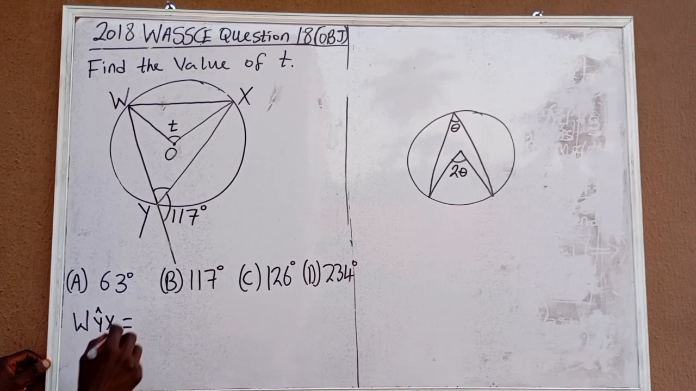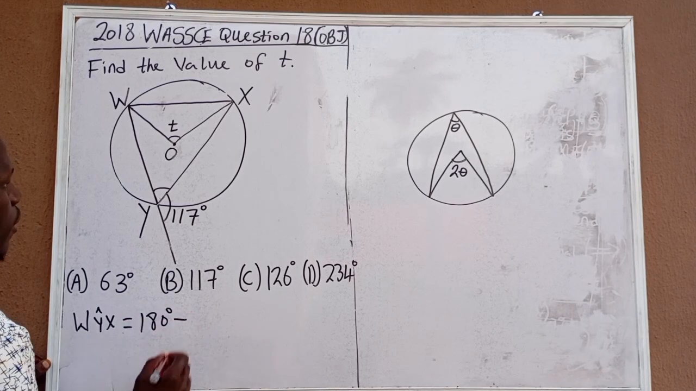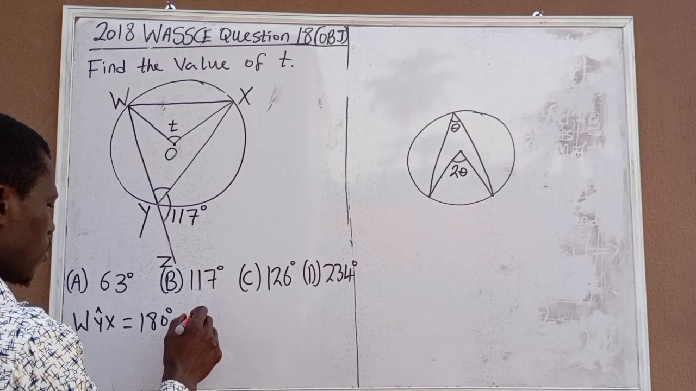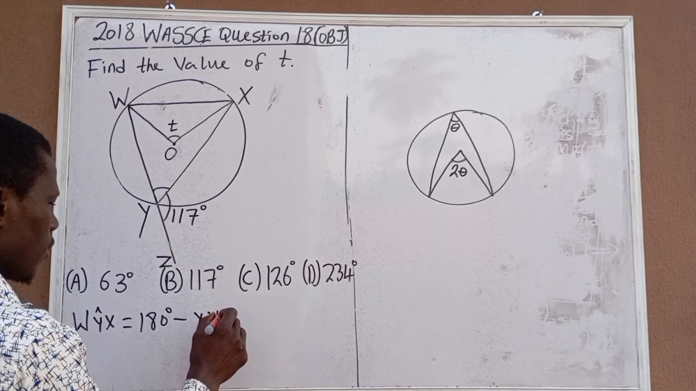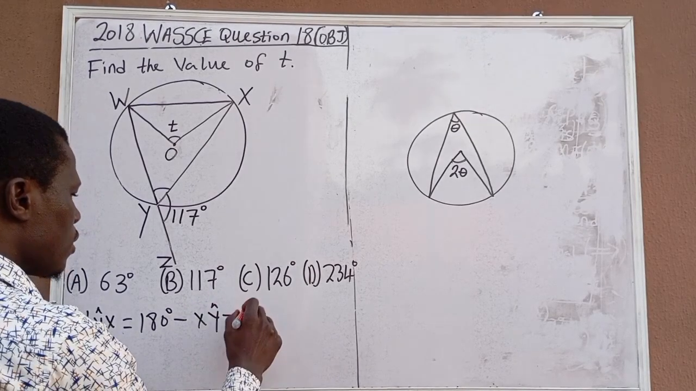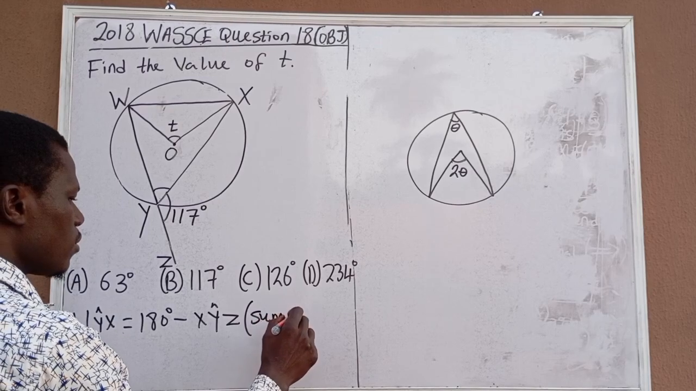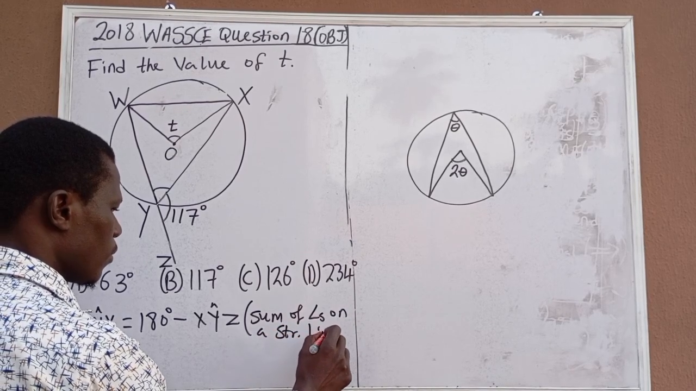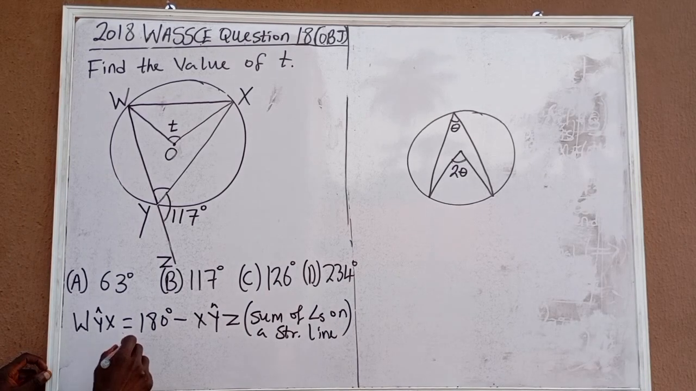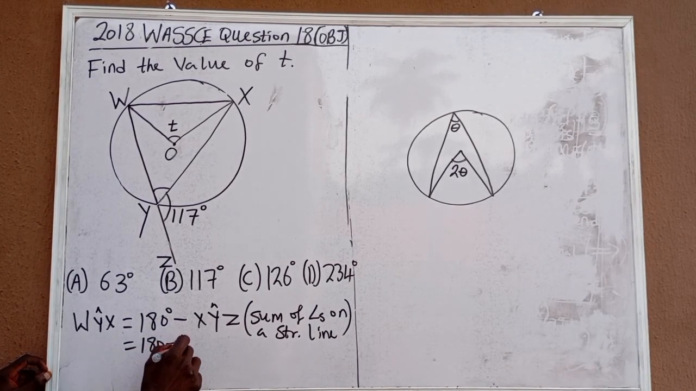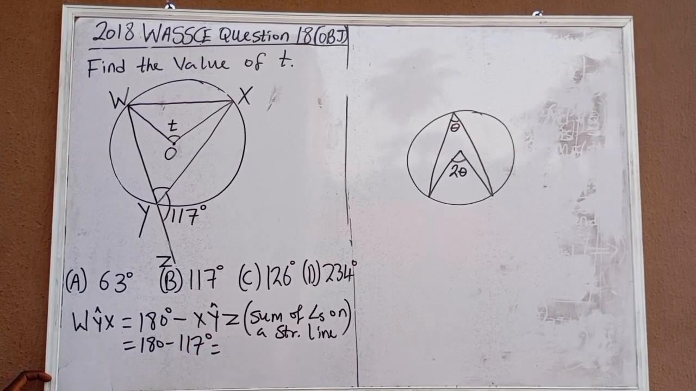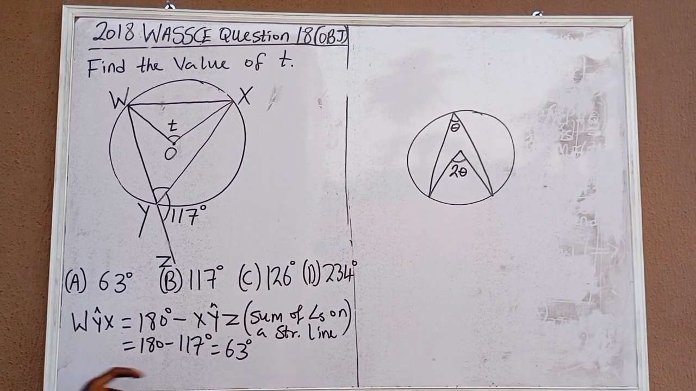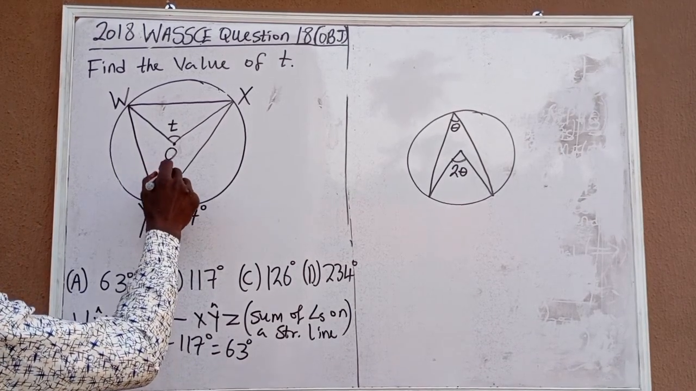WYX is equal to 180 degrees minus XYZ. Let's call this Z. And what's the reason for that? That's the sum of angles on a straight line. Now that I have that, it's simply 180 minus 117, which is equal to what? Yes, that's 63 degrees.